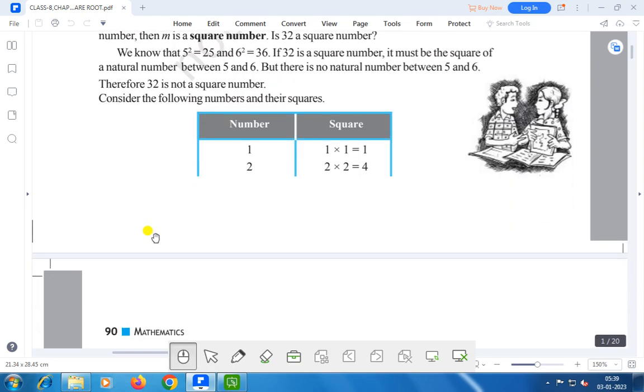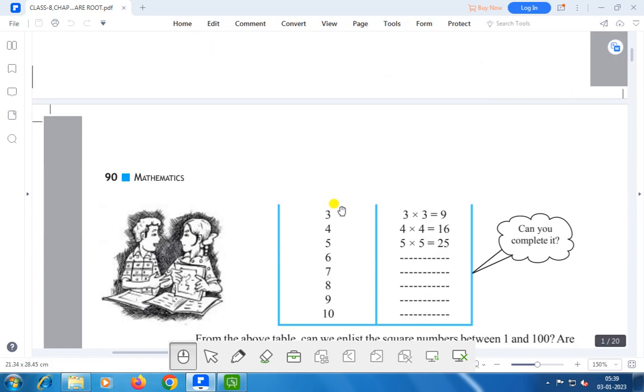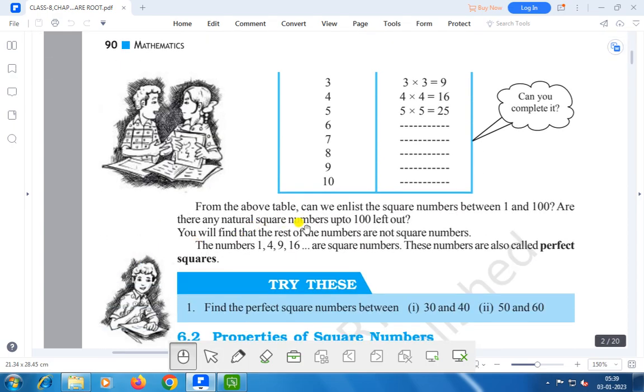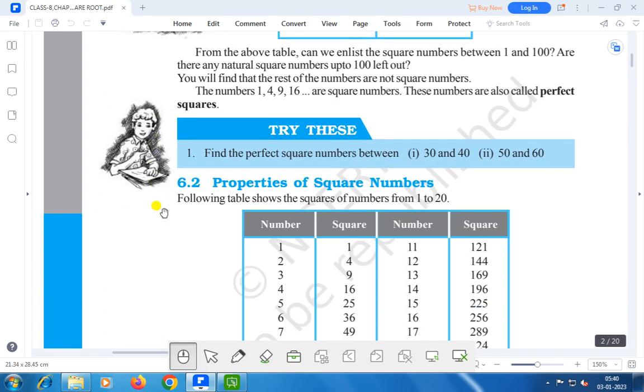Consider the following numbers and their squares. 1 square is 1 into 1, 2 square is 2 into 2, 3 square is 3 into 3, 4 into 4, 5 into 5. From the above table, we can list the square numbers between 1 and 100. Are there any natural square numbers up to 100 left out? You will find that the rest of the numbers are not square numbers. The numbers 1, 4, 9, 16 are square numbers. These numbers are also called perfect squares.